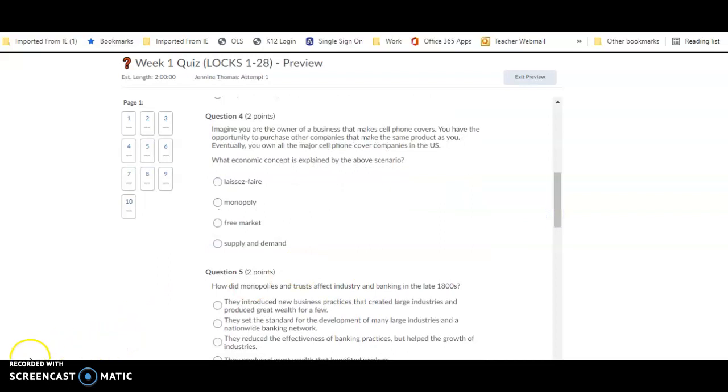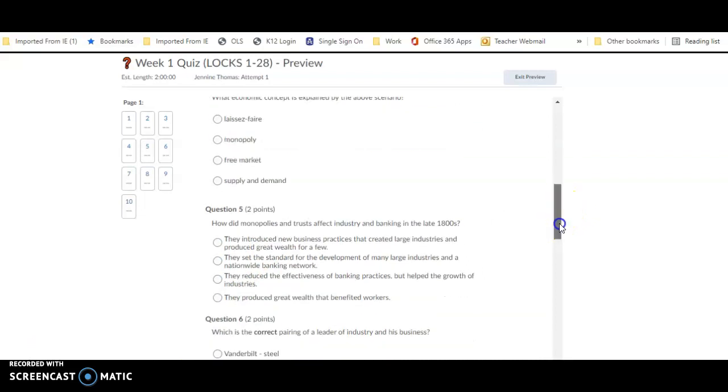Question 4. Imagine you are the owner of a business that makes cell phone covers. You have the opportunity to purchase other companies that make the same product as you. Eventually, you own all the major cell phone cover companies in the U.S. What economic concept is explained by the above scenario? Laissez-faire, monopoly, free market, supply, and demand.